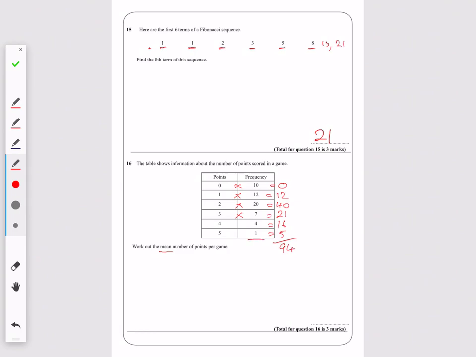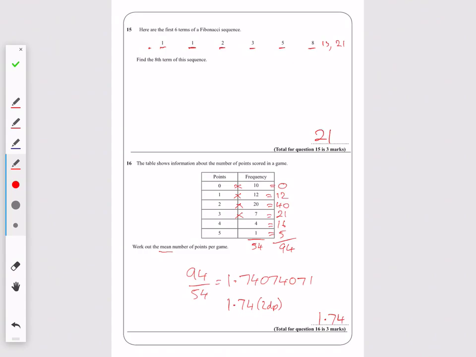And if we add up how many games they played, add up all those, we get 54. So they played 54 games and scored 94 points in those 54 games. So we need to do 94 divided by 54, and that gives you 1.74074071. Now it doesn't ask you to round it, but just for ease, I'm going to round it to 2 decimal places, so 1.74.